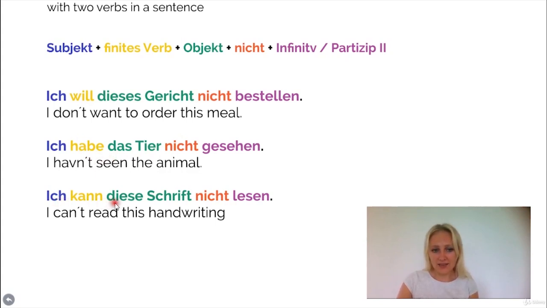Then, ich kann diese Schrift nicht lesen. I can't read this handwriting. Okay, so here that's a modal verb, können, to can. Ich kann, it's the conjugated form, and then the second verb stays in its infinitive form, and you have to put it at the end of the sentence. Ich kann diese Schrift nicht lesen. Again, you're not negating that it's a handwriting, so you don't use kein. If you wanted to say this is not a handwriting, it would be das ist keine Schrift. This is how we would say it then in German. But again, we're not negating the handwriting by itself. We're negating the verb or the fact that we can read it.